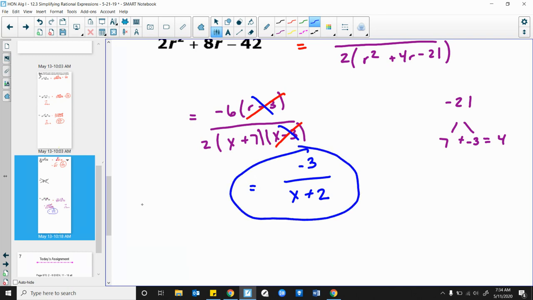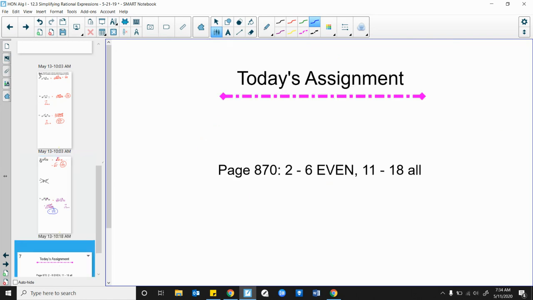All right. Here's our assignment for today. Page 870, numbers 2 through 6 even, and 11 through 18 all. A little bit more of a complicated section. I didn't realize all the little factors that I would explain and go into this when I made it. If you have questions, please ask.